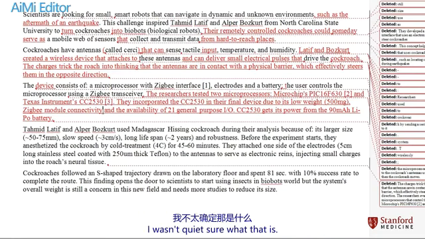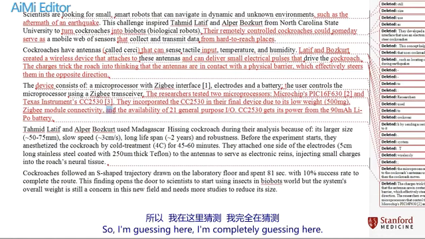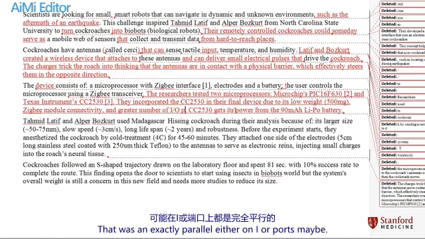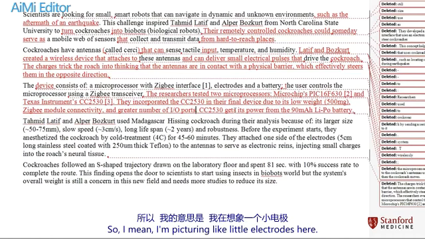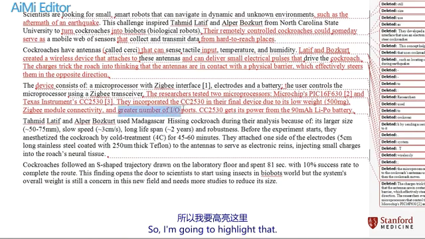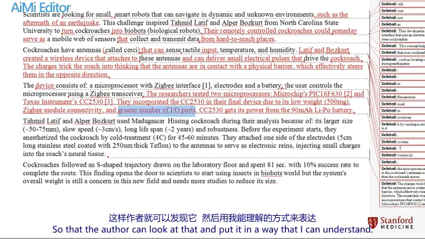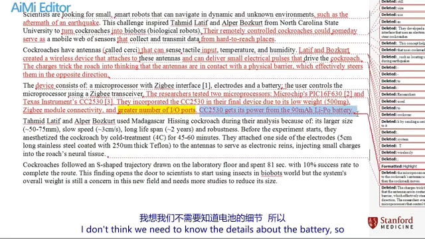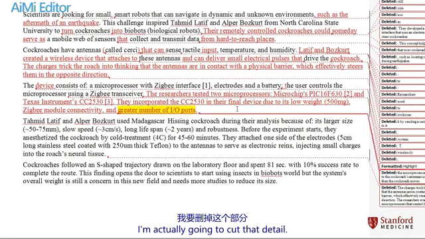I wasn't quite sure what that is, so I'm completely guessing here, and greater number of I/O ports. That wasn't exactly parallel either, I/O ports maybe. So I'm picturing like little electrodes here. So I'm not sure that I've got this quite right, so I'm going to highlight that so that the author can look at that and put it in a way that I can understand. I don't think we need to know the details about the battery, so I'm actually going to cut that detail.